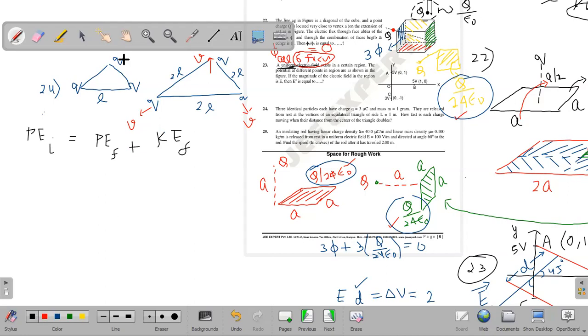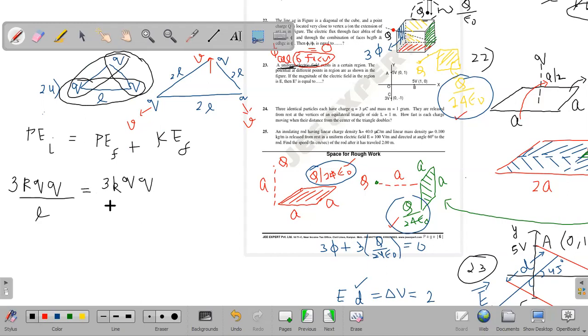The initial potential energy for these 2 charges Q and Q is K times Q1 Q2 over L, and there are 3 similar pairs of charges present, so the total potential energy will be 3 times that. In the final potential energy, you have to put the new separation 2L, plus the kinetic energy of one particle, which is half mv squared, and there are 3 similar particles, so it should be 3 times. Now calculate this and get your answer.